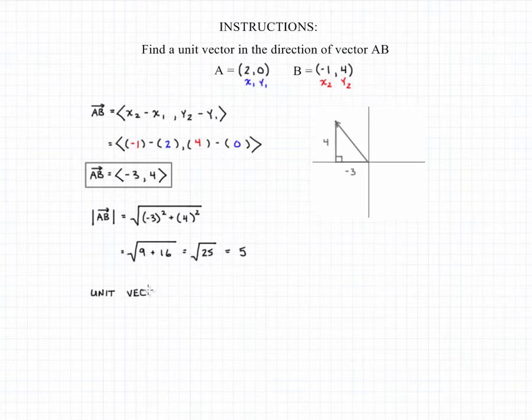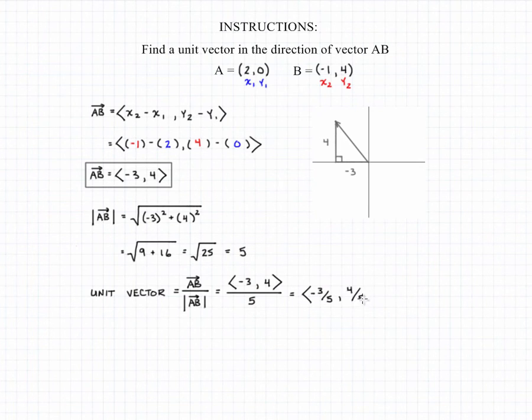Once we have our vector and our magnitude, we can find the unit vector that's going in the same direction by taking our vector and dividing it by the magnitude that we just determined. So this is going to be the vector -3, 4, divided by the magnitude 5. And so we can take each of those components, divide them by 5, and we'll end up with our final answer that the unit vector in the direction of vector AB is -3/5, 4/5.